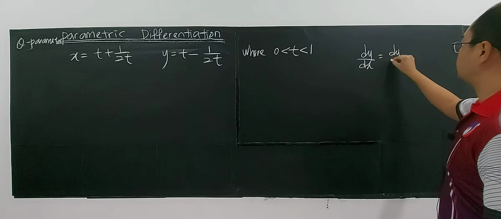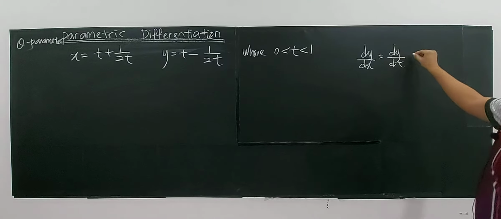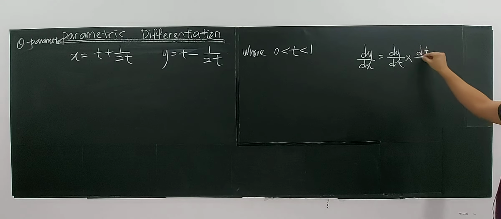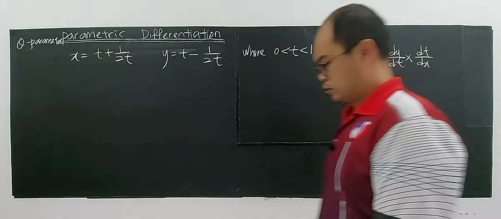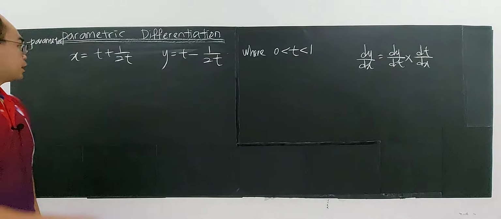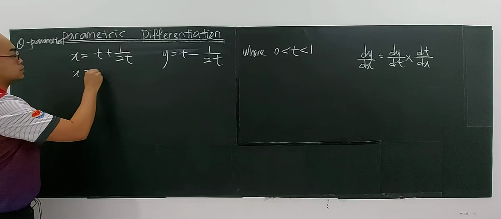Alright, okay, this will be another example of parametric differentiation. It's asking you to find dy/dx. So dy/dx is dy/dt multiplied by dt/dx, right? So I'm going to differentiate x with respect to t. x is t plus 1 over 2, t to the power of negative 1, so you find dx/dt.